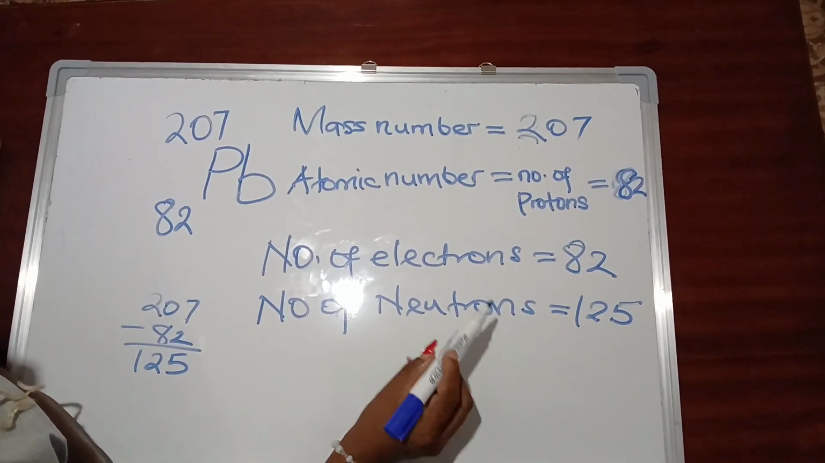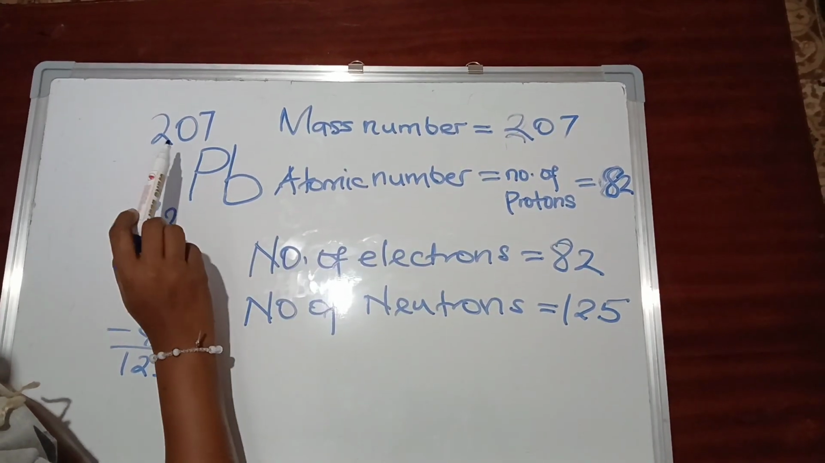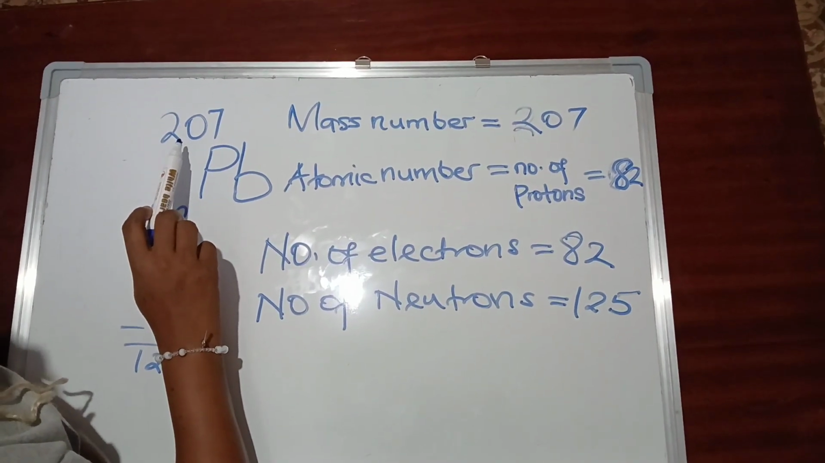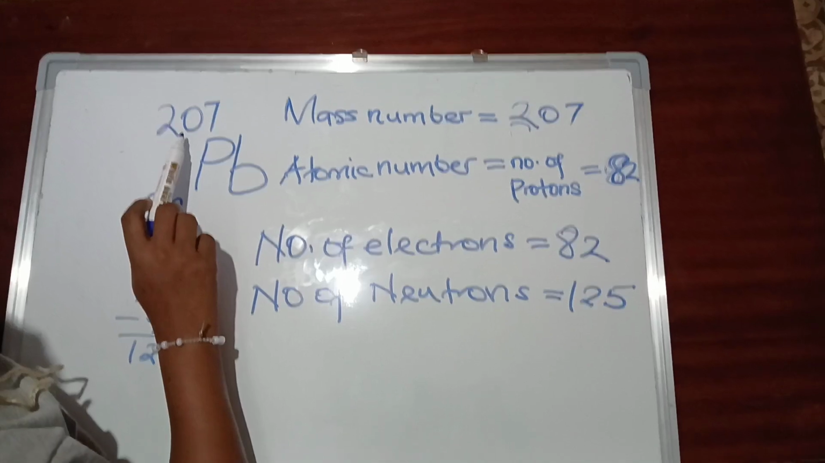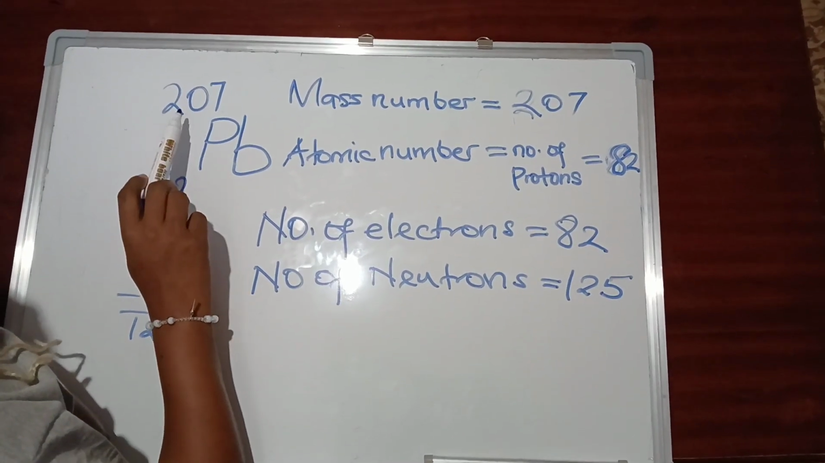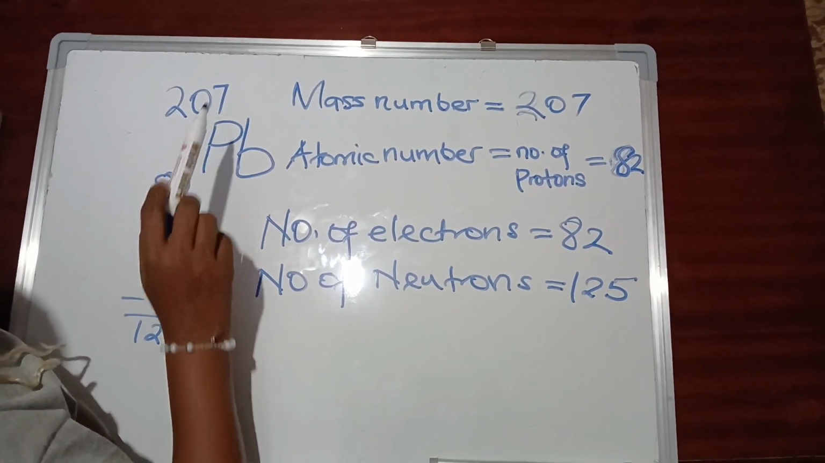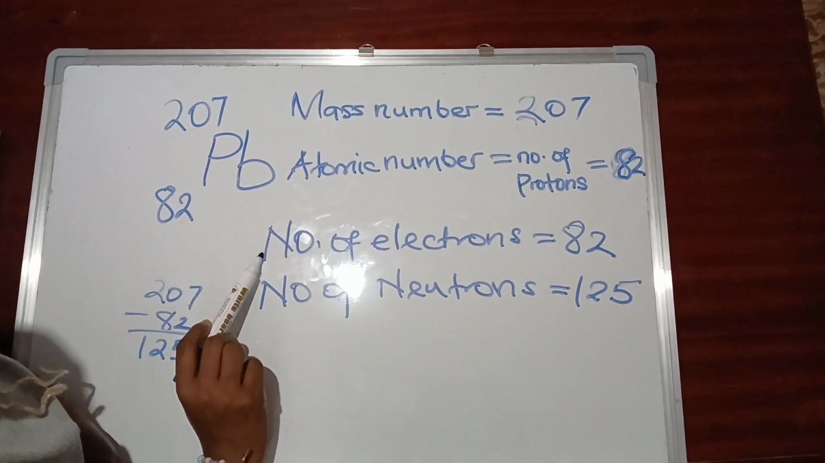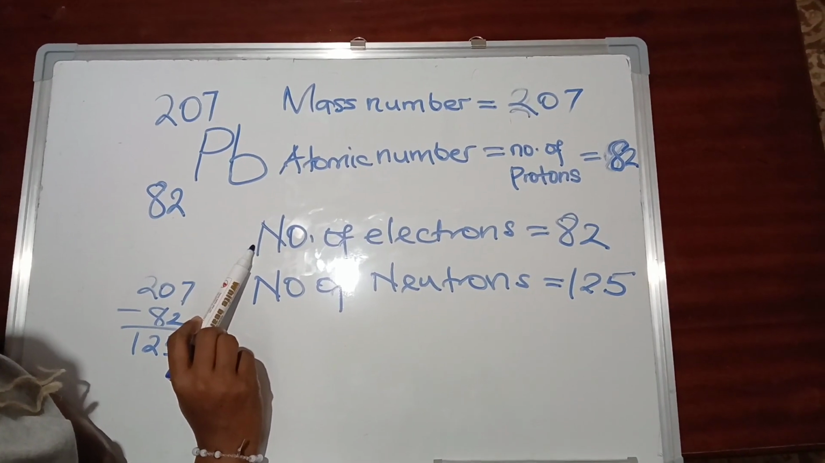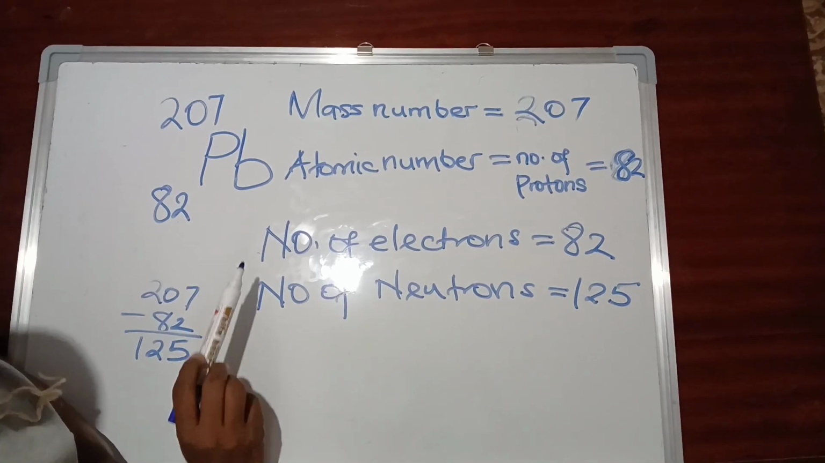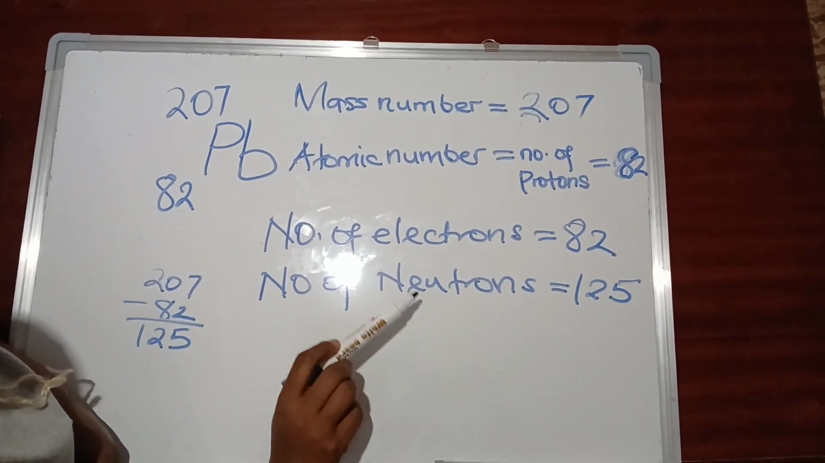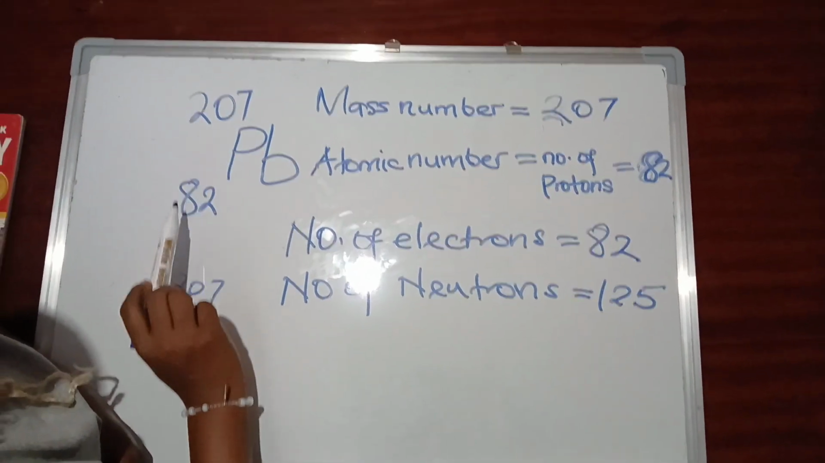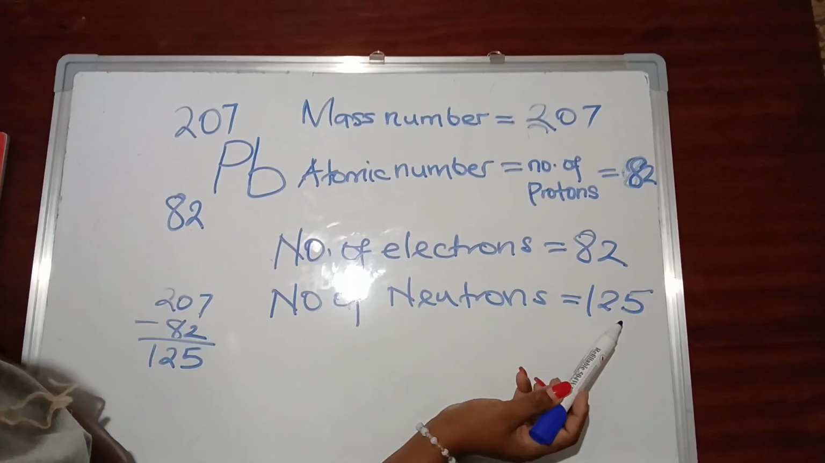So I repeat, mass number is the number on the left-hand side of the symbol as a superscript. Atomic number is the one as the subscript. Number of electrons is always equal to number of protons in an atom. Then the number of neutrons, you normally take the mass number minus the atomic number, which gives us 125.